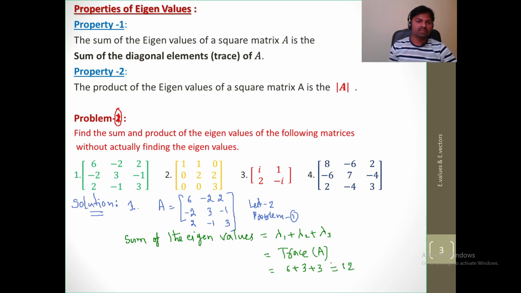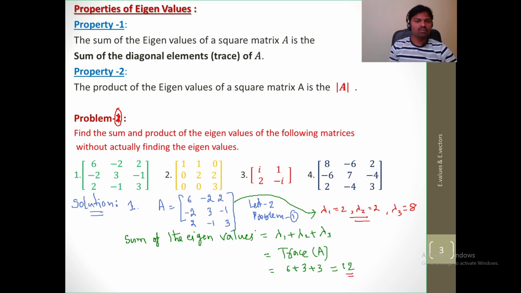How to cross verify this? What are the original eigenvalues for this matrix? Have you remembered? Lambda 1 is equal to 2, I got there, and lambda 2 is equal to again 2. And lambda 3 is equal to 8, I got. Check once: 2, 2, 8. Now what is the sum of the eigenvalues? 2 plus 2, 4. 4 plus 8, 12. Look, I got 12.